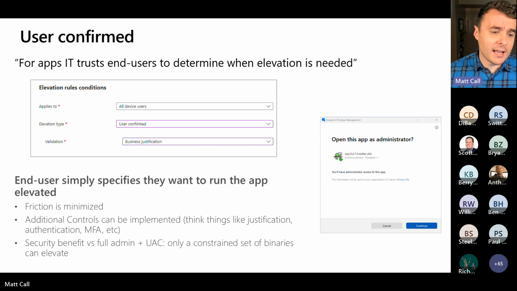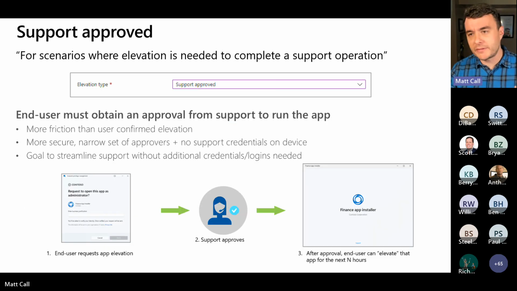And then lastly, there's support approved, and support approved is very similar to user confirmed. The big difference, though, is that if an app is unknown, does not have a rule created potentially, or you define a specific rule, you could define the experience to be a support approved elevation, which means that the request would go to Intune into a console. That request would then be approved. And then once it's approved, the end user could complete the elevation on that device for that binary for a specified period of time. And this is really a repair scenario.